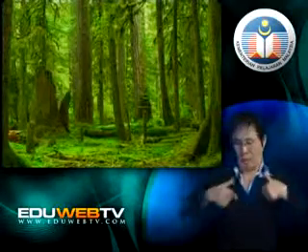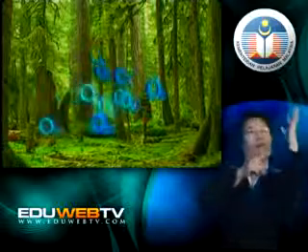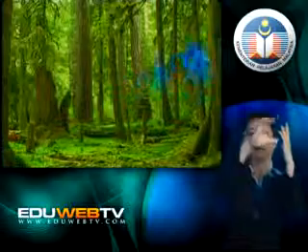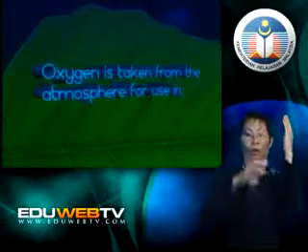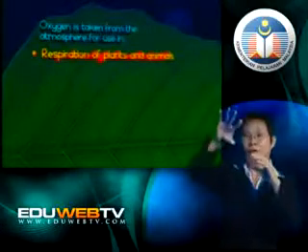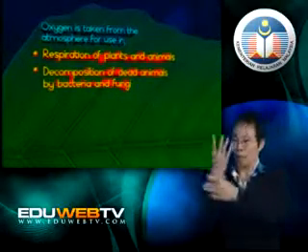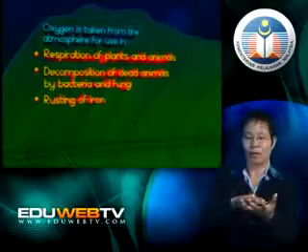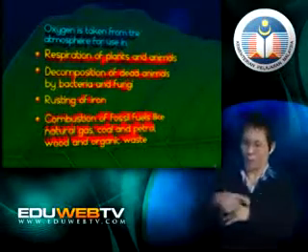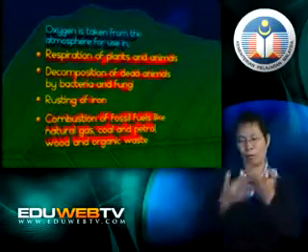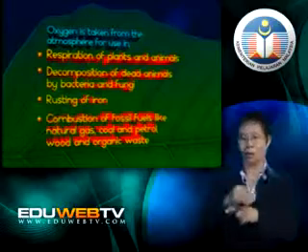Plants mark the beginning of the oxygen cycle through photosynthesis. Plants absorb carbon dioxide and release oxygen. Oxygen is taken from the atmosphere for use in respiration of plants and animals, decomposition of dead animals by bacteria and fungi, rusting of iron, and combustion of fossil fuels like natural gas, coal and petrol, wood, and organic waste.